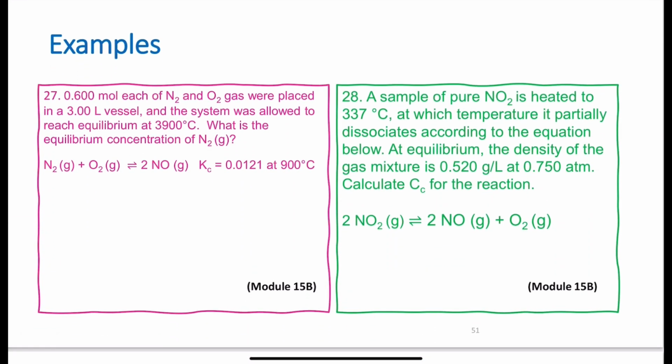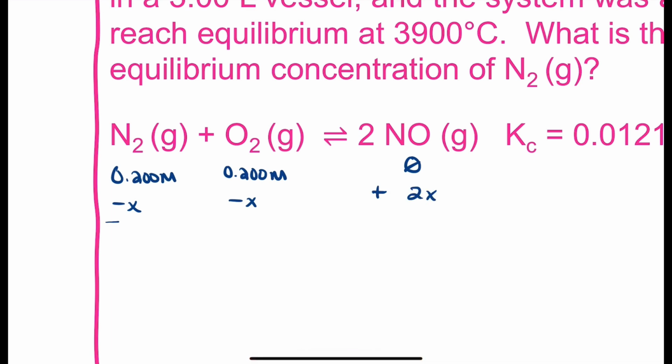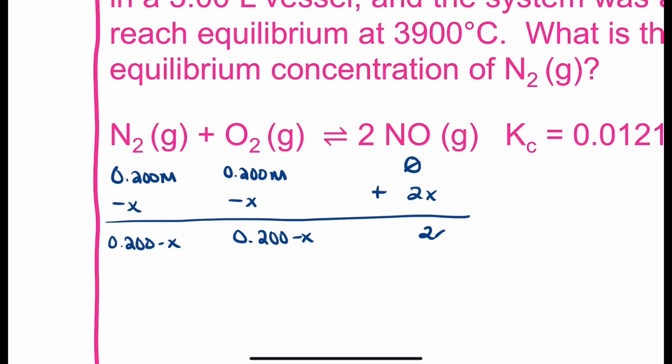27. 0.600 moles each of N2 and O2 gas were placed in a 3-liter vessel, and the system was allowed to reach equilibrium at 3,900 degrees Celsius. What is the equilibrium concentration of N2? Okay, so it's 0.6 moles each in a 3-liter container. That's 0.2 moles each. Sorry, 0.2 molar each. It doesn't mention NO at all. Minus x, plus 2x, 0.200 minus x, 0.200 minus x, and 2x.